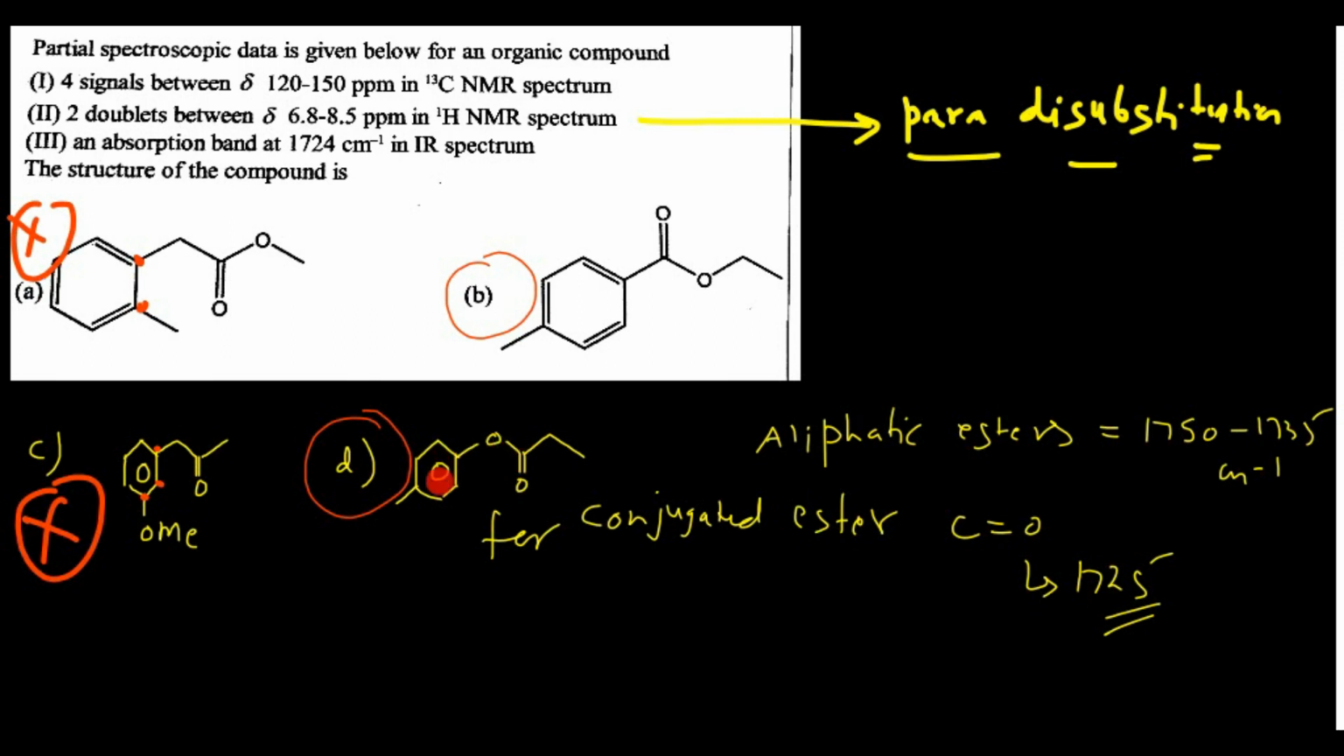This is conjugation. This should have the lower value of 1725, but this ester carbonyl is not conjugated with this ring. It should have a value between 1750 and 1735. If you have this much basic knowledge, then you can very easily jump to the conclusion that option B is the correct answer. So you can very easily write option B if you have the knowledge about conjugation.